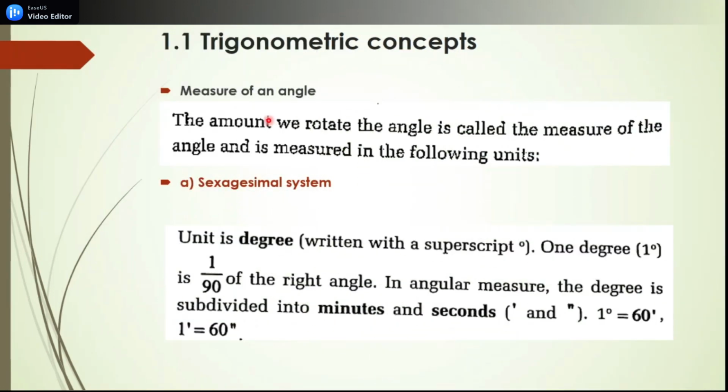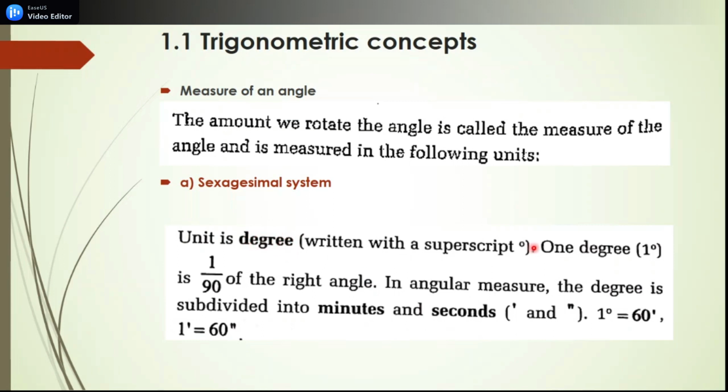We move to the point of measure of an angle. We measure an angle using many systems. We start from the sexagesimal system. In the sexagesimal system, we use the unit of degrees. A degree is the unit of angle in the sexagesimal system.